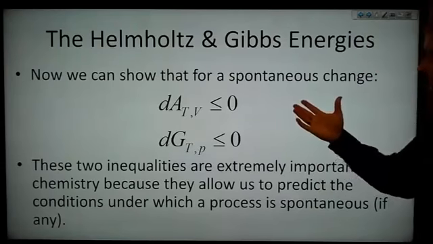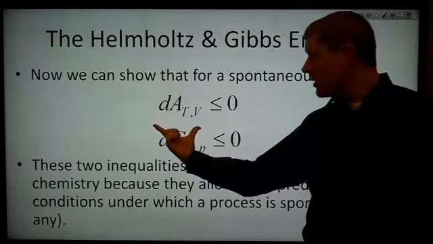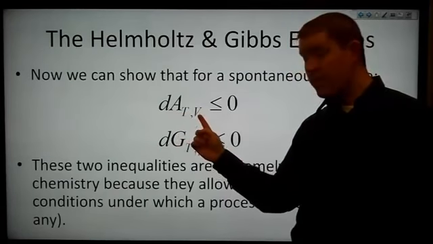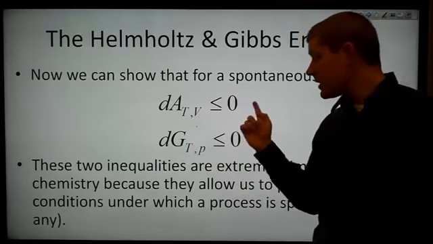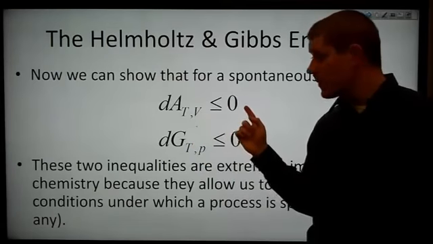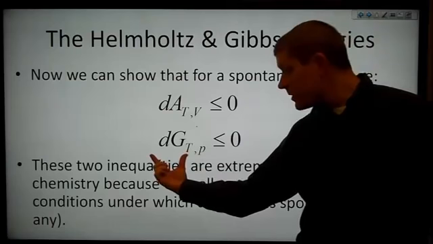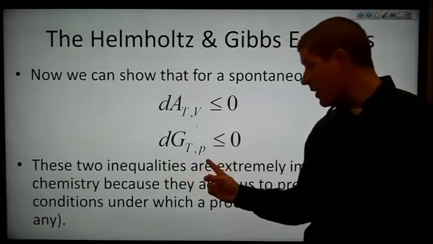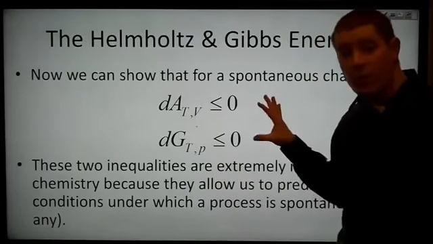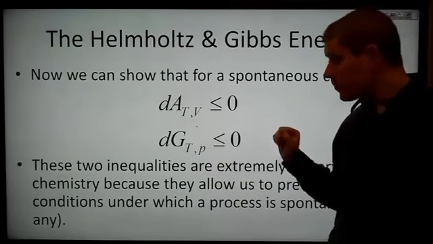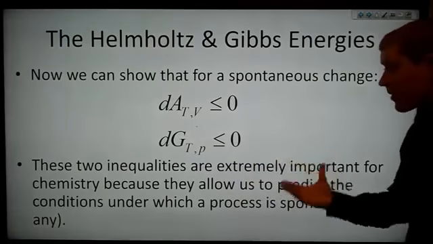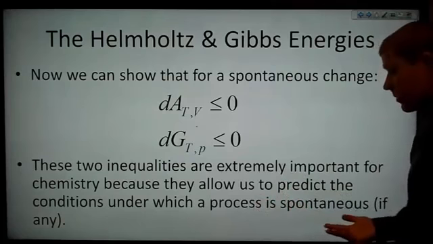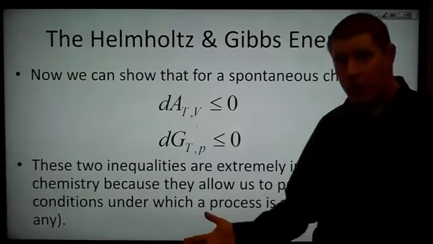So now we can show that for a spontaneous change, the change in Helmholtz energy at constant temperature and volume must be less than or equal to 0. And the change in Gibbs energy, dG, at constant temperature and pressure must be less than or equal to 0 for a spontaneous process. These two inequalities are very, very important in chemistry because they allow us to predict the conditions under which a process is spontaneous, if there are any under which it's spontaneous.